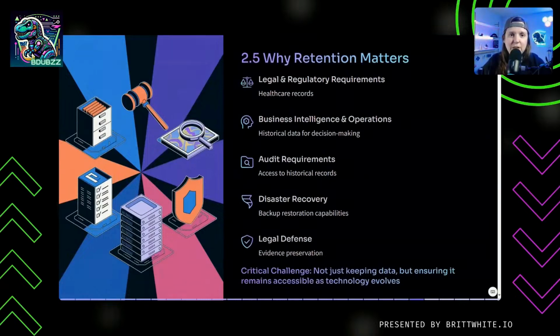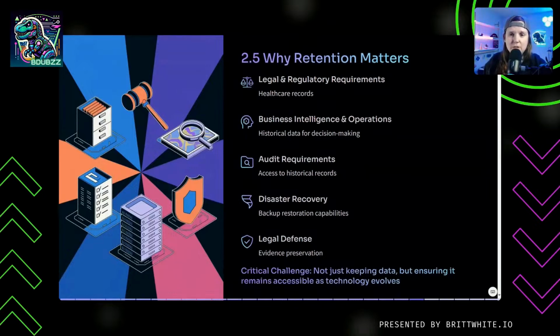First, there are legal and regulatory requirements. Many industries must keep records for specific timeframes. Healthcare organizations might need patient records for decades. But here's the challenge. Those records may be stored in legacy systems or obsolete formats. If you can't access them when needed, you're facing serious compliance issues. Consider your business operations and analytics. Your historical data is invaluable for decision making. But what happens when that data is locked in an old database system that's no longer supported? Without proper retention planning, you could lose access to critical business intelligence.